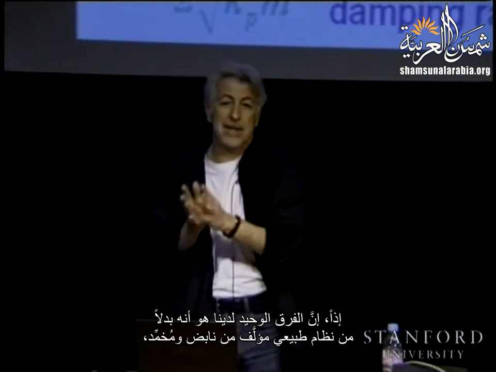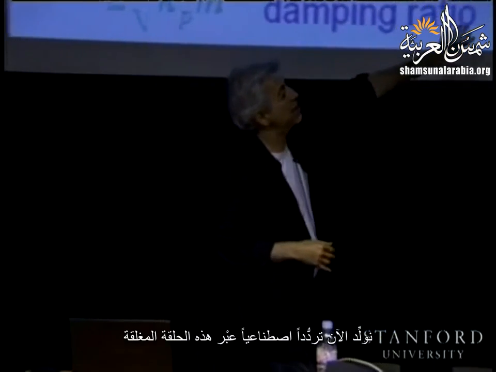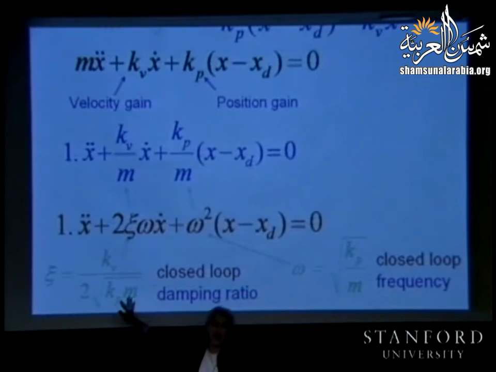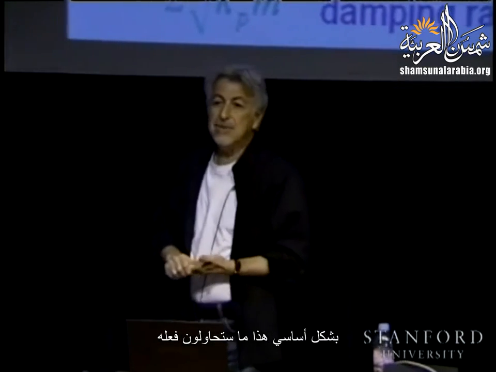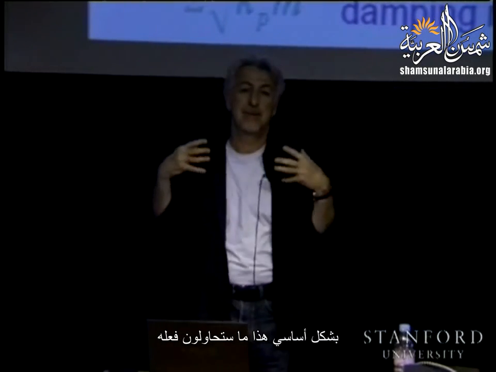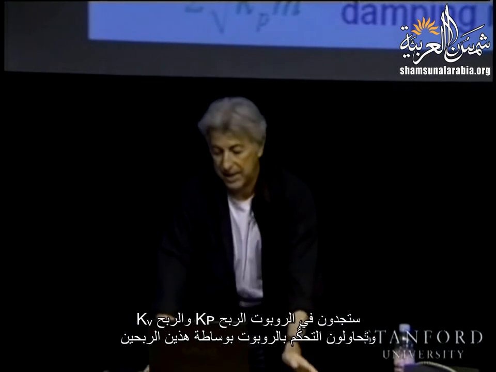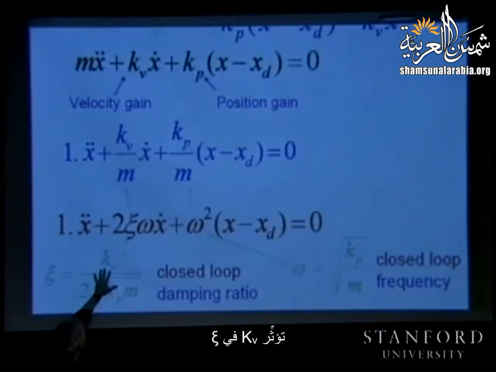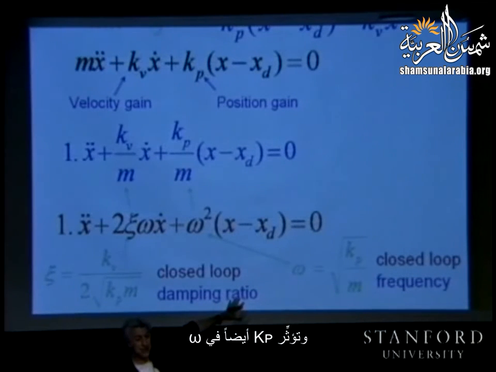So the only difference is, instead of a natural system with spring and damper, now we are artificially creating a frequency through this closed loop, or we're creating this damping ratio through KV. So basically, this is what you are going to try to do. You're going to take your robot, find those gains, KP and KV, and try to control the robot with those gains. So again, thinking about KP and KV, KV is affecting zeta, right? And KP is also affecting your omega.